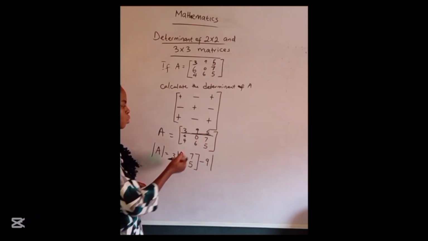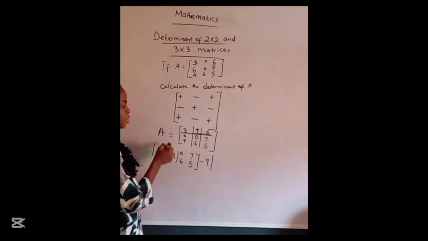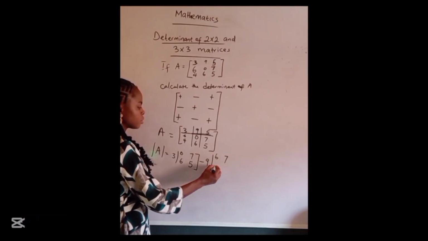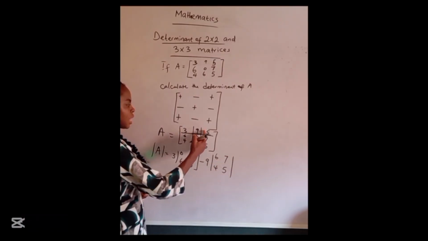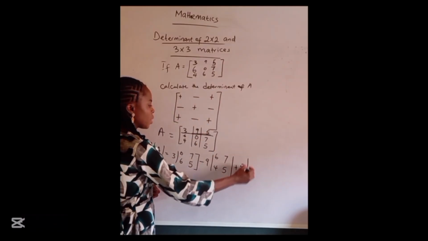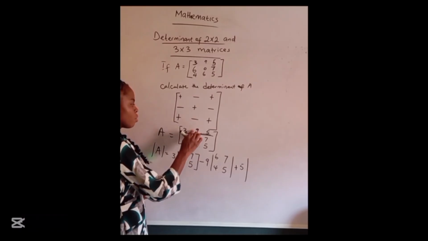Now what will you do? We are here. Let's block the middle. When you block the middle, we are left with 6, 7, 4, 5. 6, 7, 4, 5. We are done with that. Let's move to the last one. The last one, remember, is what? Positive. Plus 5. Okay. Now we are through with this middle. Let's wipe it off.